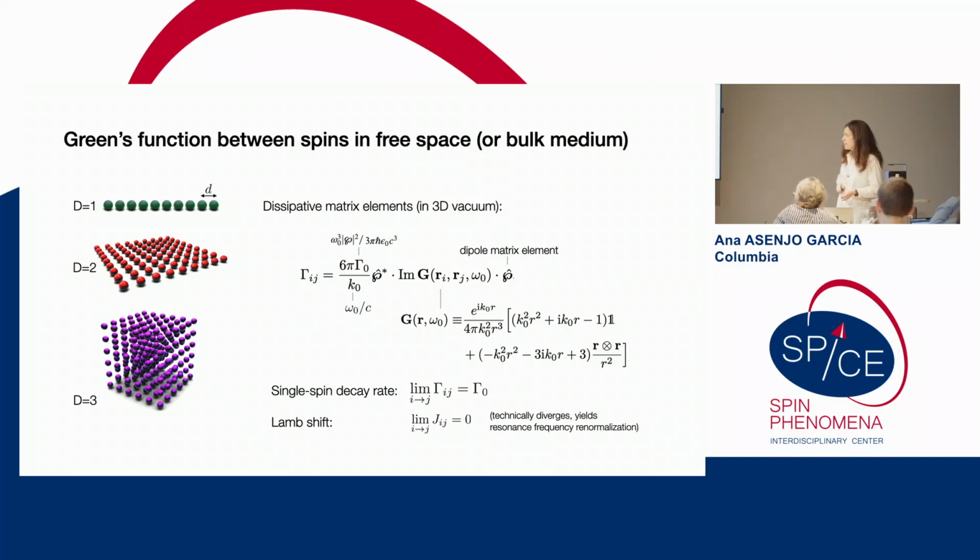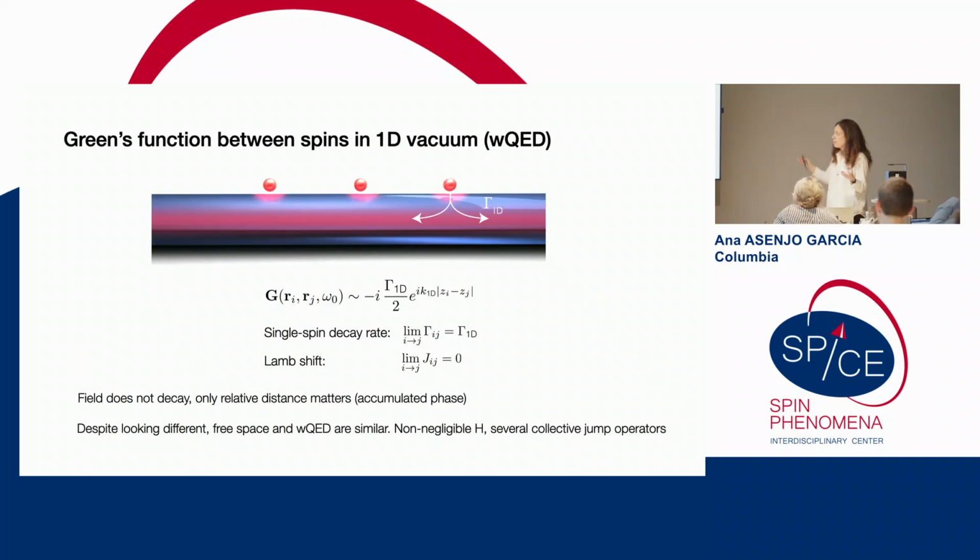Now we can think of what happens in a different vacuum. Instead of a 3D vacuum, we're going to take our vacuum and compress it into one dimension, which is basically a waveguide or a transmission line. In that case, the Green's function, already projected onto the dipole matrix element of the atoms, looks like this. You have some coupling strength, which I'm now going to call gamma 1D. Gamma 1D over the spontaneous emission rate in vacuum is typically the Purcell factor of a dielectric. It just tells you how much of the photon is radiated into the dielectric versus free space.